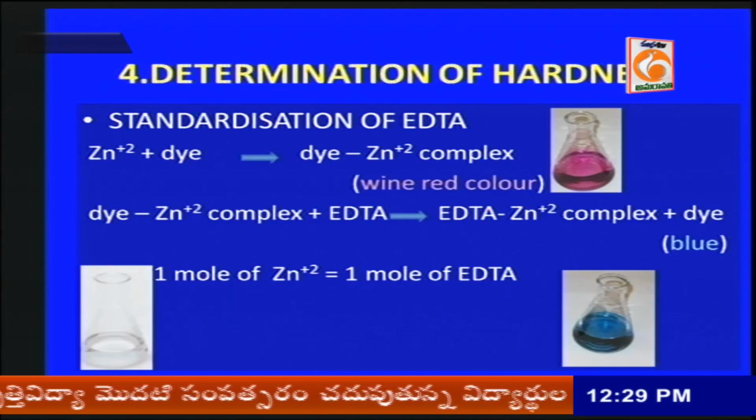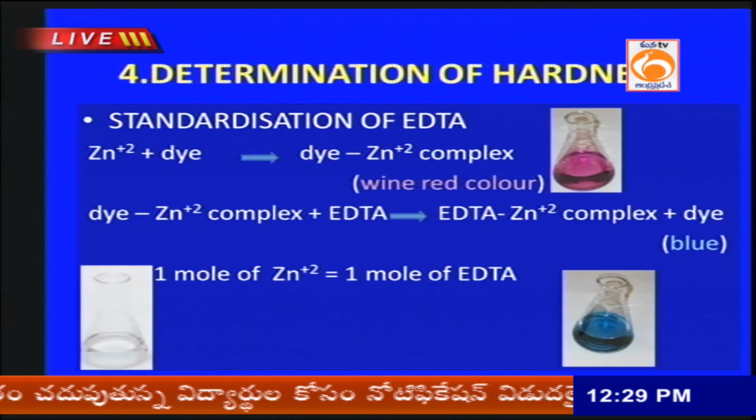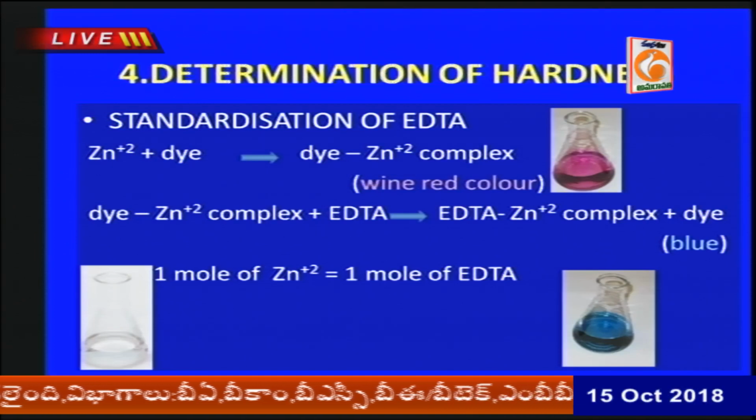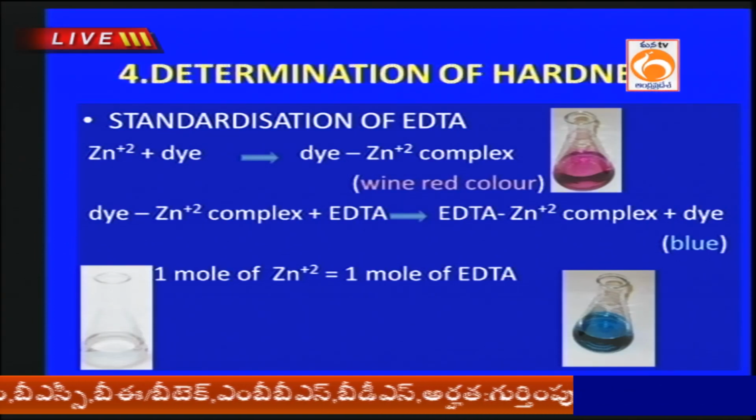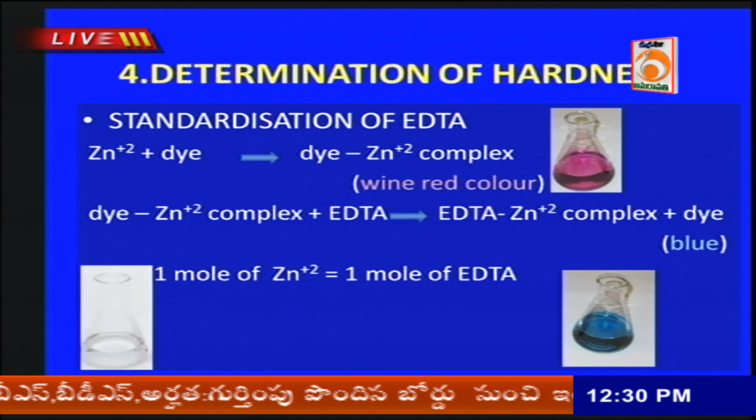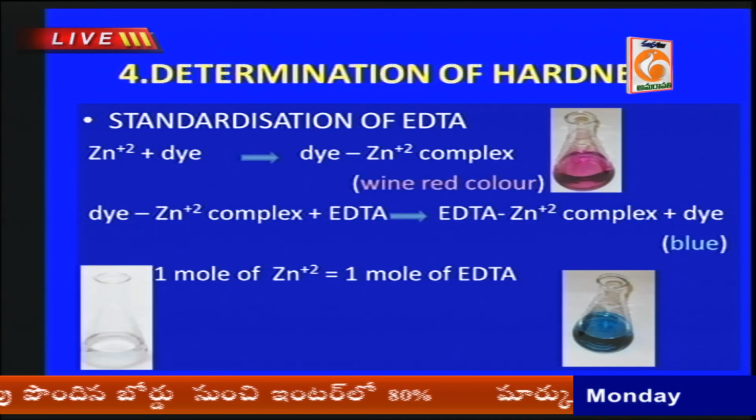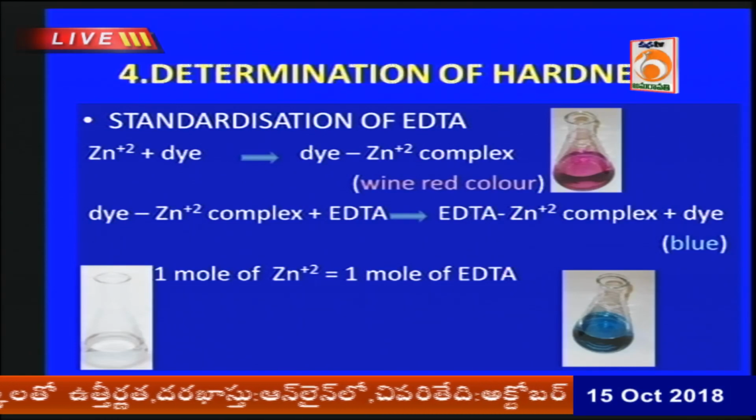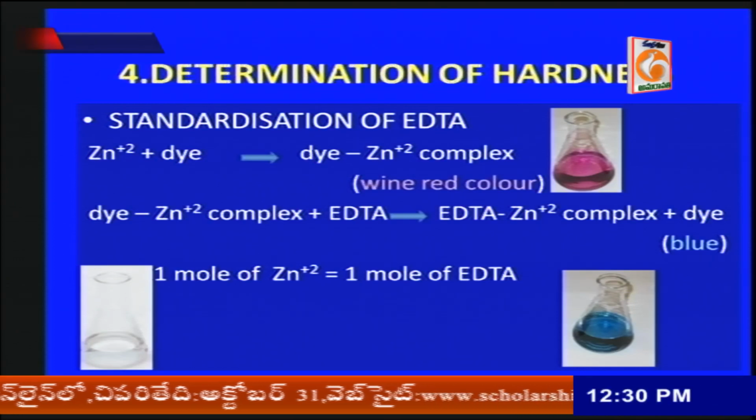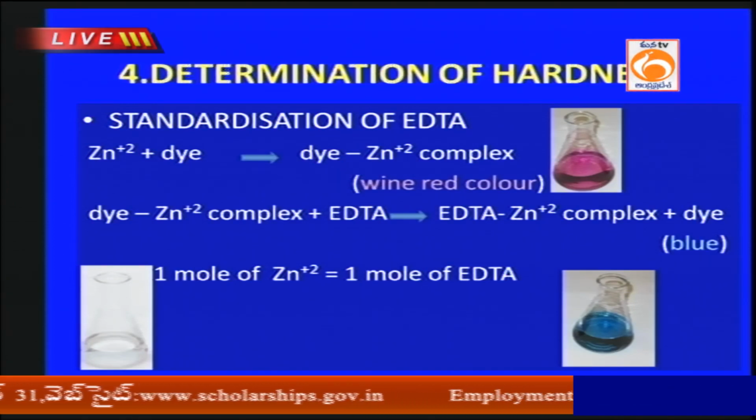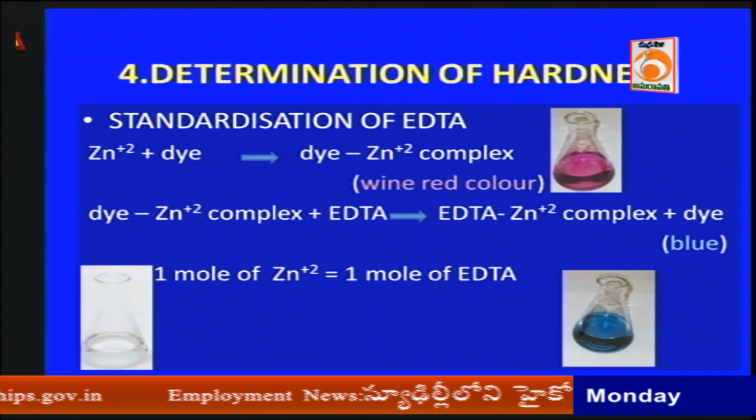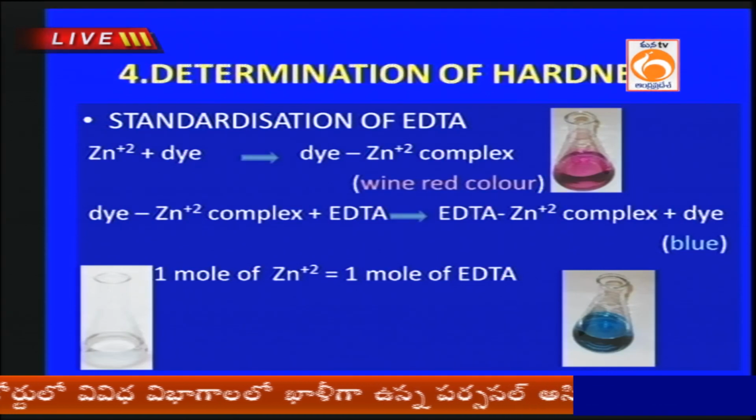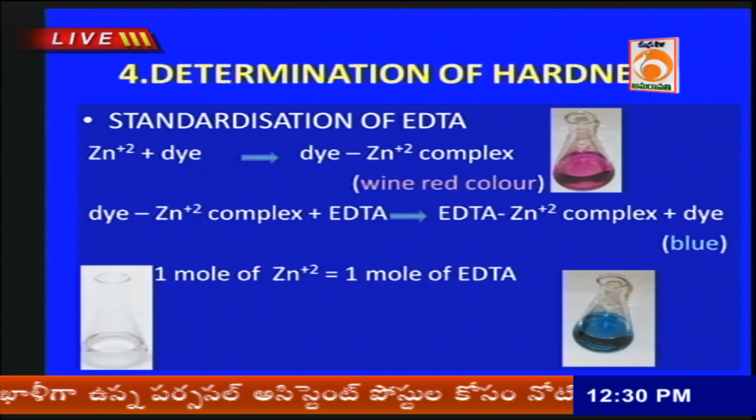The zinc dye is EBT, and the zinc EBT color is wine red. Whenever we are titrating with EDTA, only part of the EBT is reacted with the zinc. The remaining zinc is in the solution only, and that zinc is reacted with the EDTA. At last, whenever the zinc ions are completed in the conical flask, the Zn2+ complex dissociates and the dye color comes out, which is blue. This is the principle involved in the hardness titration.